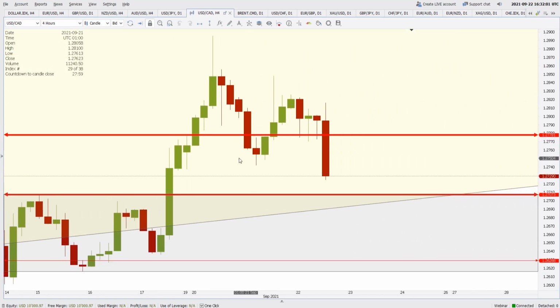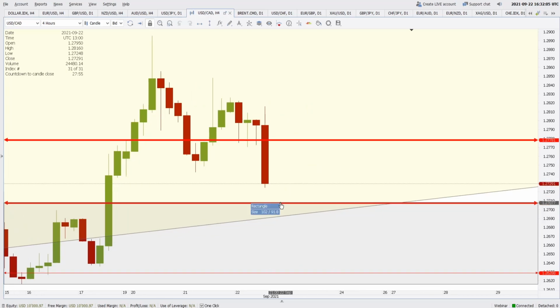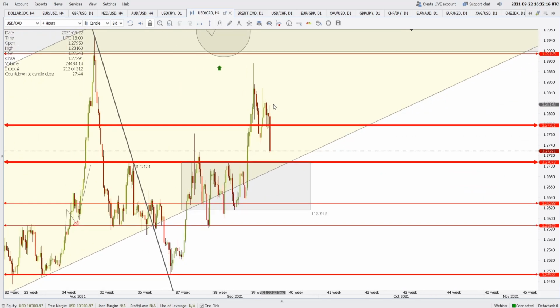Okay, so where is the support and resistance level? The immediate resistance is at around the 1.2778 region, and immediate support right now is at 1.2707. So take the trades accordingly, as I have explained to you what is possible here.